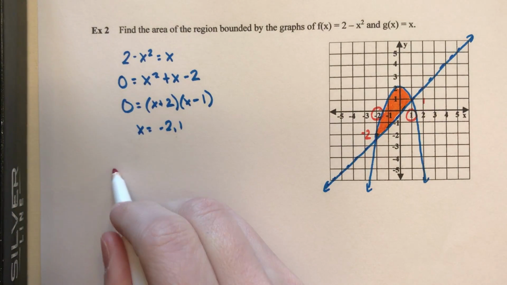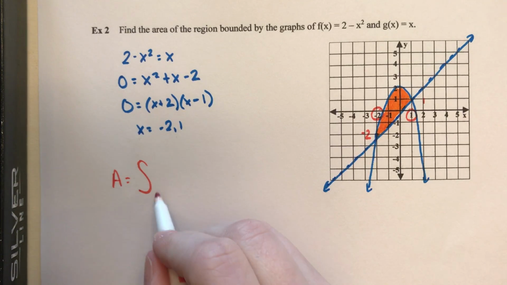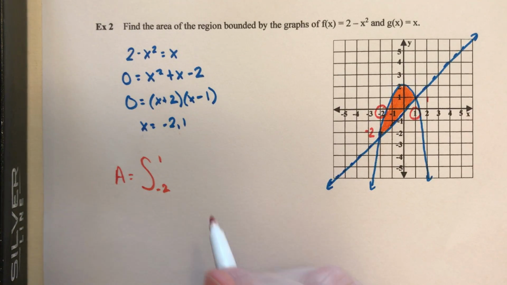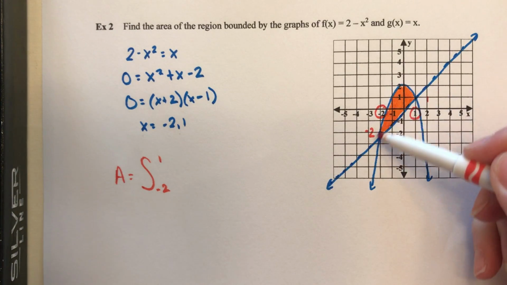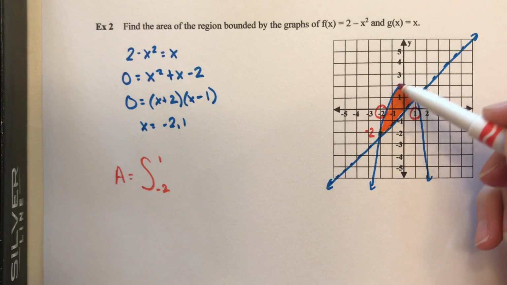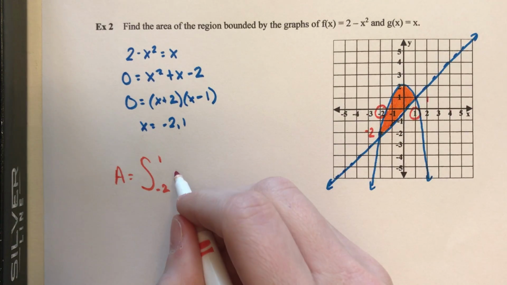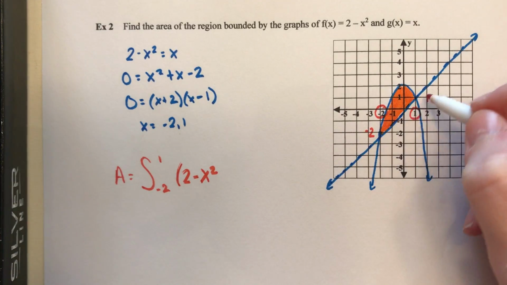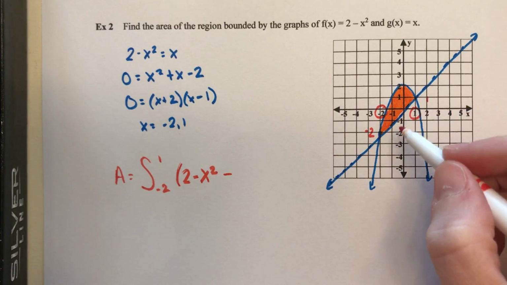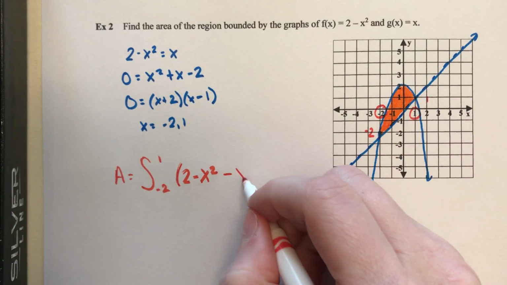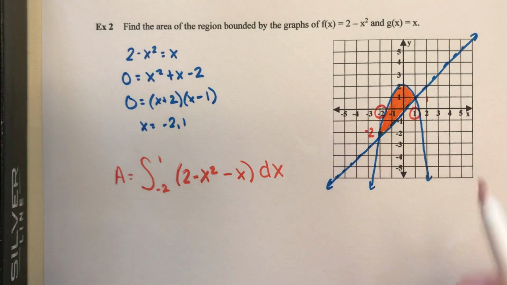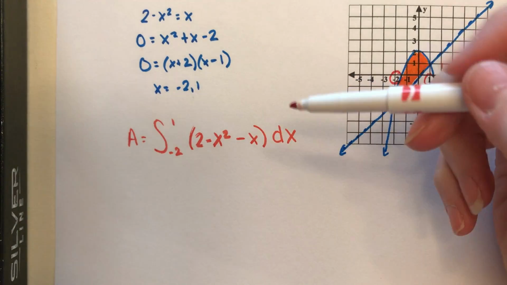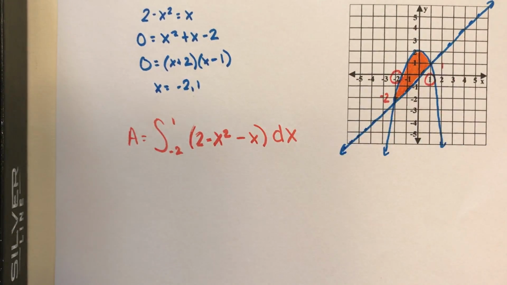We have the integral, so the area is equal to the integral from -2 to 1 of the function that's on top. So the function on the top part of this shaded region is the parabola. So 2 minus x squared. Minus the function that's on the bottom. So minus the function on the bottom is x dx. And remember, the dx is just a labeling. It's saying that you're taking the integral with respect to x.